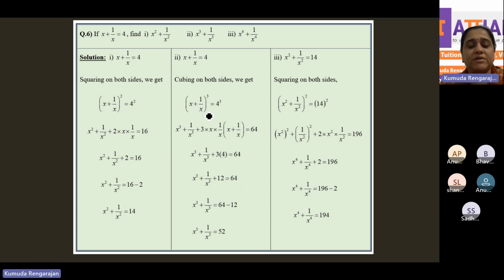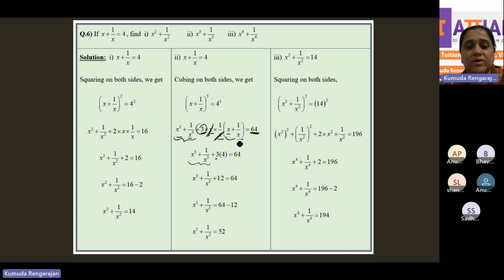Yeah, children. So a plus b the whole cube is a cube plus b cube plus 3 into a into b into a plus b, where a is x and b is 1 by x, is equal to 64. So now this x and x will get cancelled, so it's only plus 3 here. So this one you can see here, x cube plus 1 by x cube. Then you can see this 3 here.